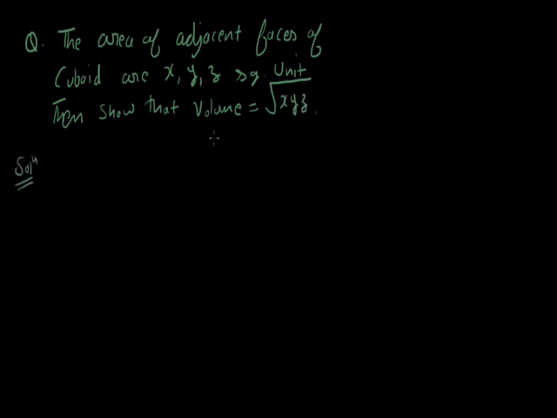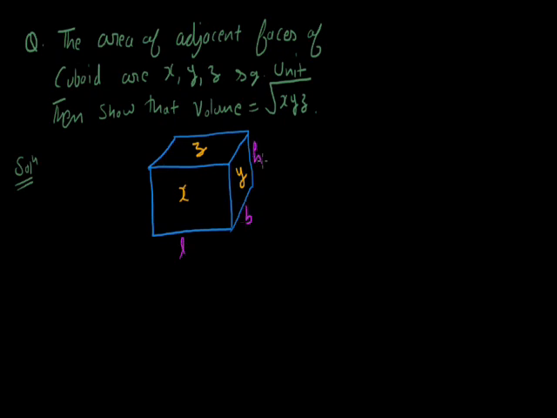In this question, we are given a cuboid. Let's first draw the cuboid. Let's say this is a cuboid, and in the question it is given that the areas of the adjacent faces are x, y, and z. So let's say the area of this face is x, the area of this face is y, and the area of this face is z square units. Let us assume that the length of the cuboid is L, breadth of the cuboid is B, and the height of the cuboid is h.